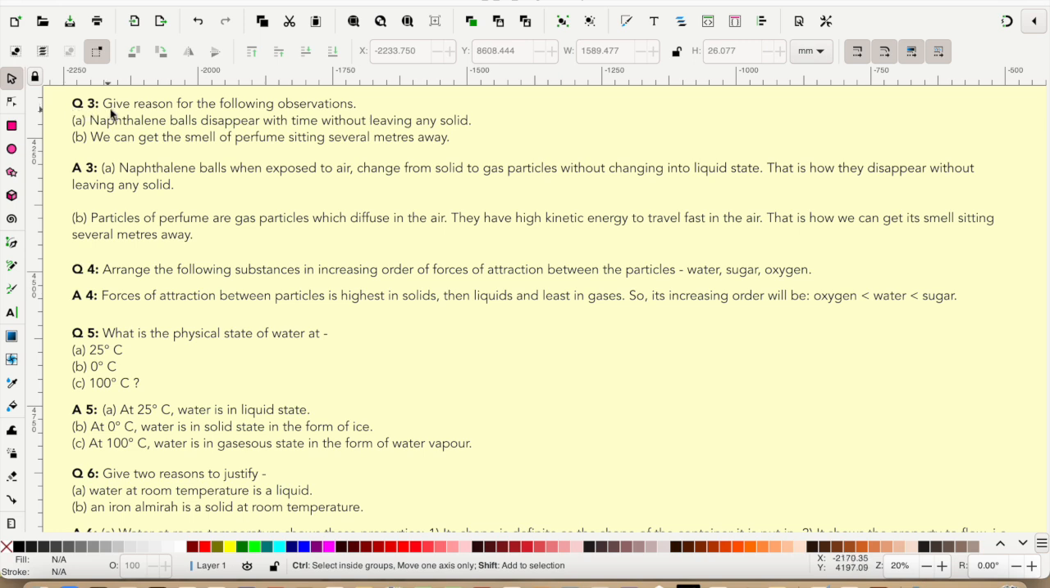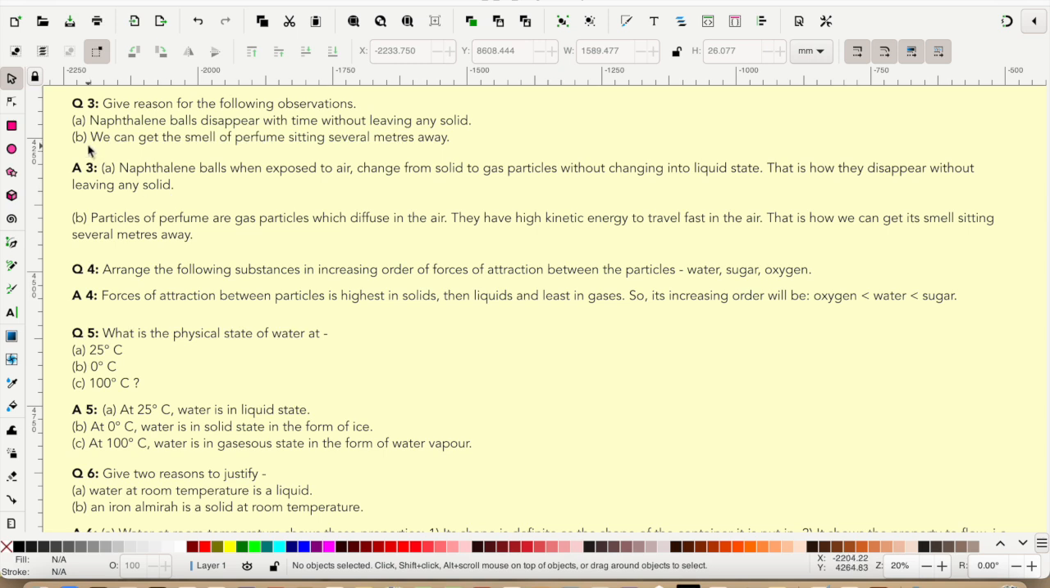Question 3. Give reason for the following observations. Part A. Naphthalene balls disappear with time without leaving any solid. Answer is, naphthalene balls when exposed to air change from solid to gas particles without changing into liquid state. This process is known as sublimation. That is how they disappear without leaving any solid.